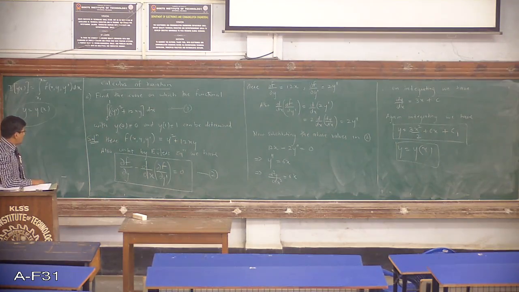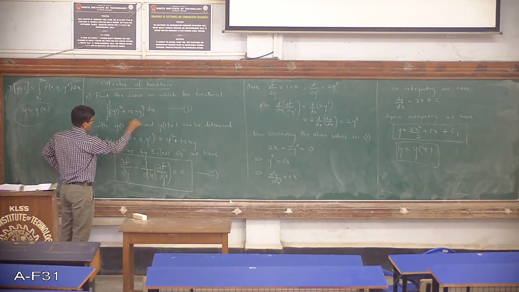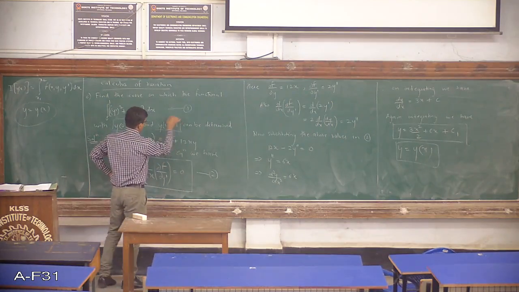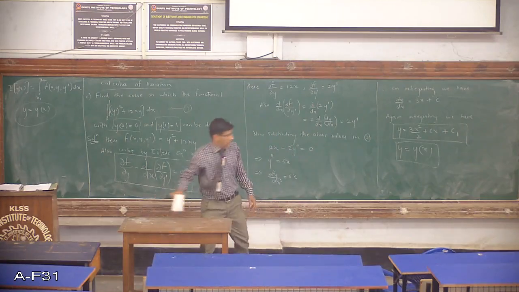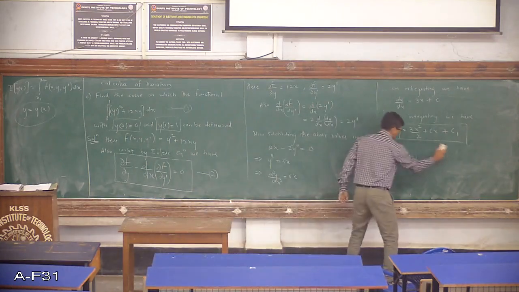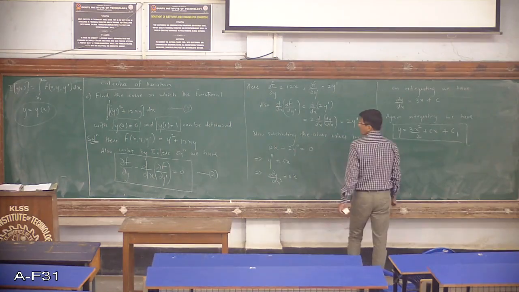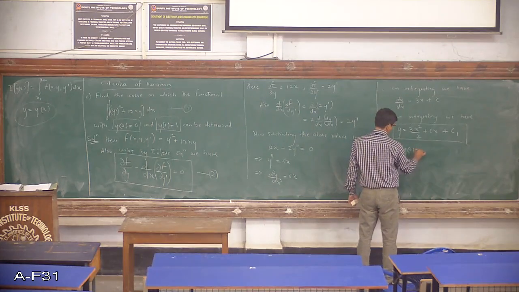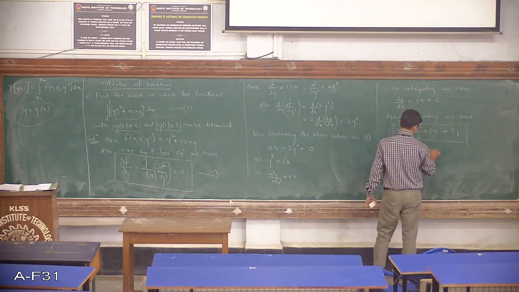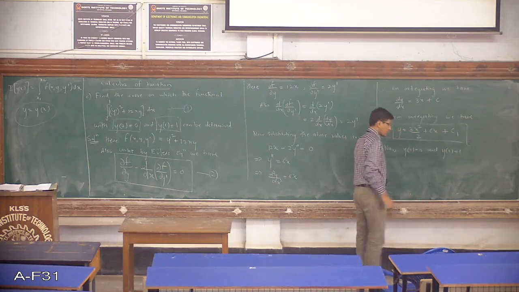Okay, now what are the things? Okay, so that is my solution, but I also have the conditions, that is y of 0 is equal to 0 and y of 1 is equal to 1. So taking the conditions, now y of 0 is equal to 0 and y of 1 is equal to 1.